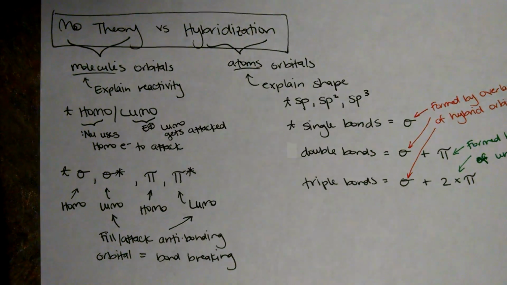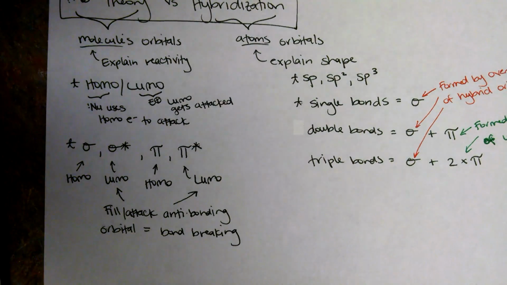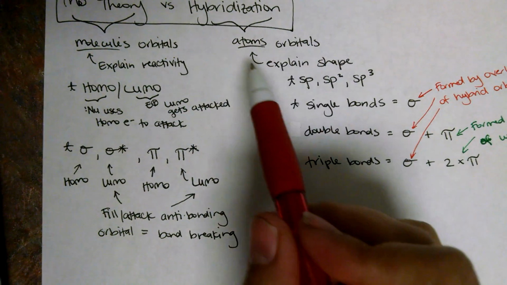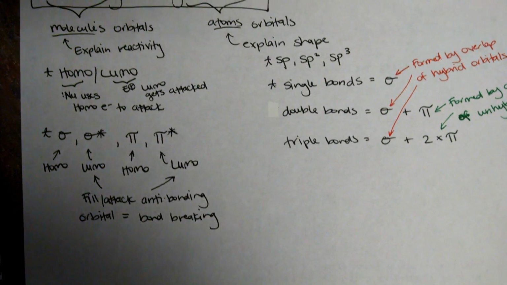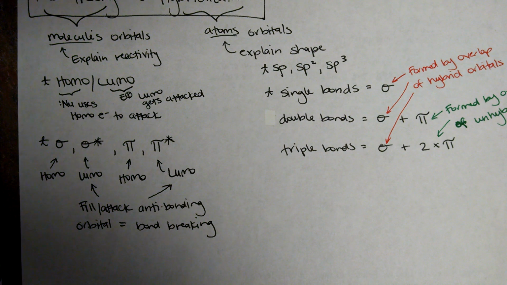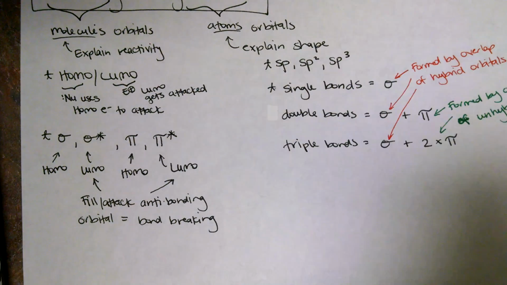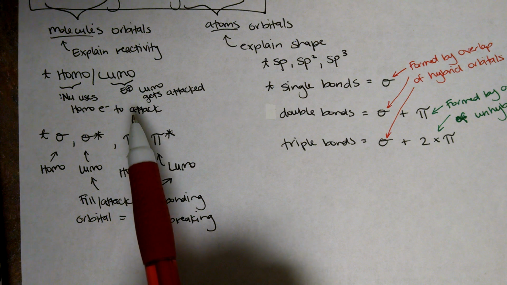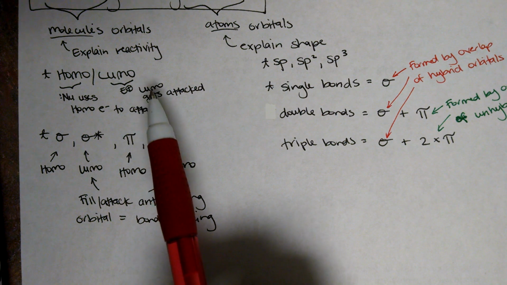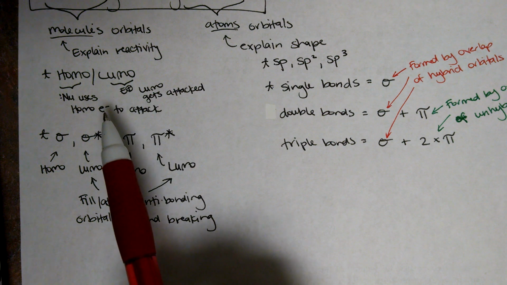Alright, so that's it for Lewis acid base, MO theory, and hybridization. Here I have lots of notes. MO theory deals with molecules' orbitals, whereas hybridization deals with atoms' orbitals. We use MO theory to explain reactivity, whereas hybridization explains shape. In MO theory we talk about HOMO and LUMO. Remember, the nucleophile uses its HOMO electrons to attack the electrophile, or the lowest unoccupied MO of the electrophile, and that's what gets attacked. So we are actually filling the LUMO with the HOMO electron.